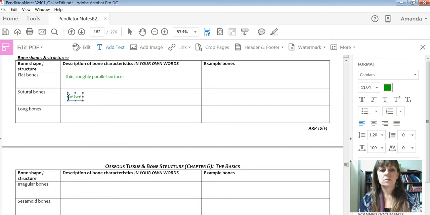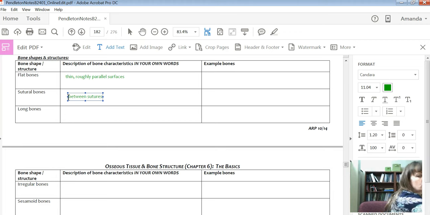Now the next thing we have is sutural bones. These are found between sutures. Sutural bones can be unique for each individual. One individual may have 10, another individual may have none. And so let me see, based on my skull here, if I can show you a sutural bone.